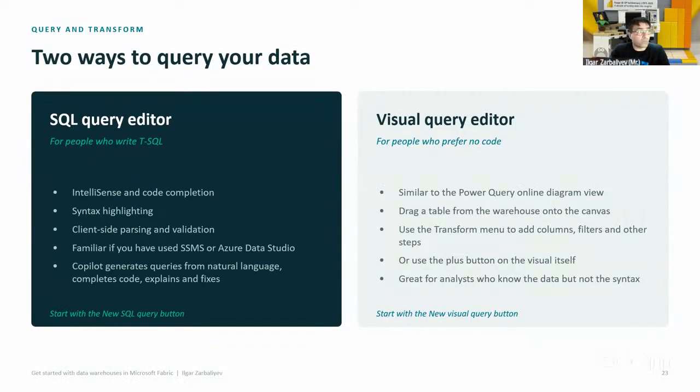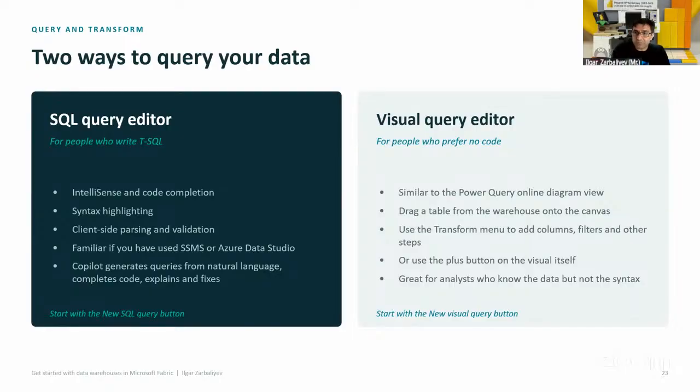Fabric gives you two tools for querying data, and I want to be clear that neither one is the beginner option. They serve different people and different moments. On the left, the SQL query editor. It provides a query experience with intelligence: code completion, syntax highlighting, and client-side parsing and validation. If you have written T-SQL in SQL Server Management Studio or Azure Data Studio, this will feel immediately familiar.